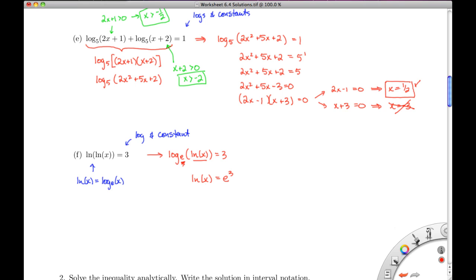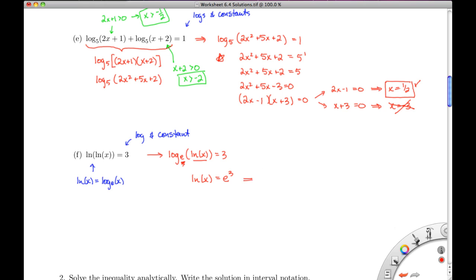Now we're not quite done solving for x. Just like up here in this step, after we set up our equation, we still had a lot of work to do to solve for x. We still have work here to do to solve for x. In fact, we have another logarithmic transition to make. So we have the ln of x is equal to e to the 3.